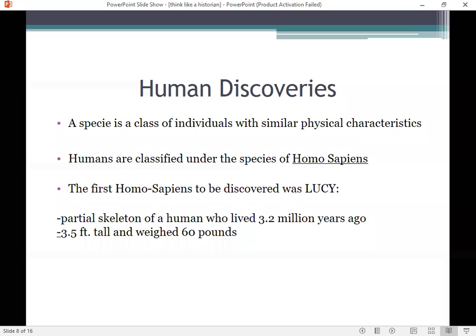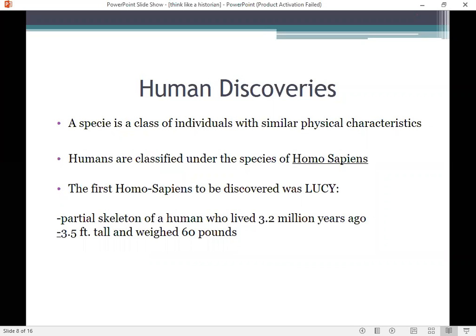Do you remember Lucy? Is anyone familiar with Lucy? Now, when you were young, probably in grade 5 and 6, you learned that all the animals or all the living things on Earth were divided into species: mammals, reptiles, amphibians, birds, and fish. Okay, these are species, a class of individuals with similar physical characteristics.